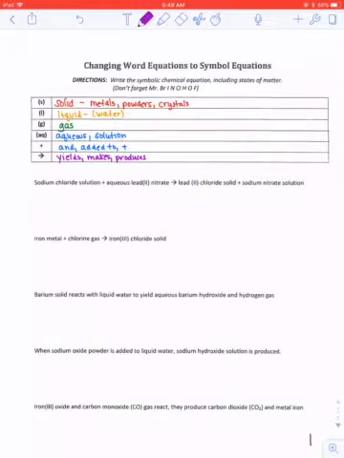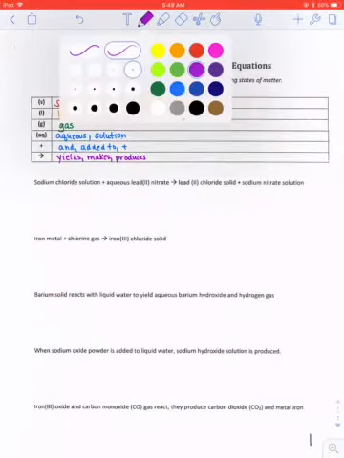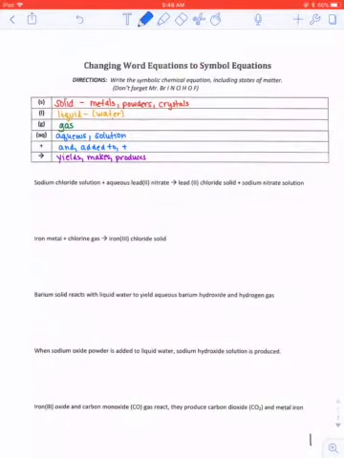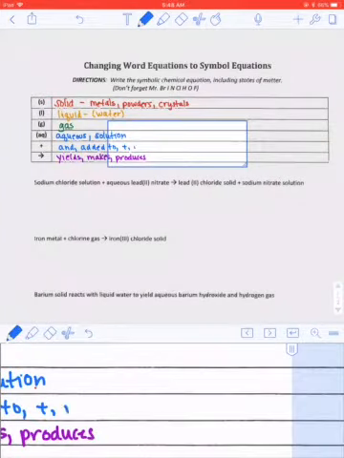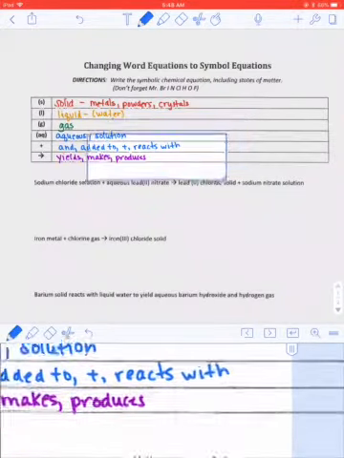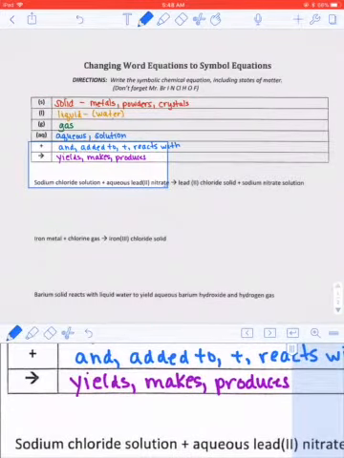G stands for gas. And then the little symbols: the plus sign could be "and," it could be "plus," the actual symbol plus, or "added to." Something else I just saw that it could be is "reacts with," because these are normally the reactants. Okay, and then the arrow usually means yields, makes, produces.